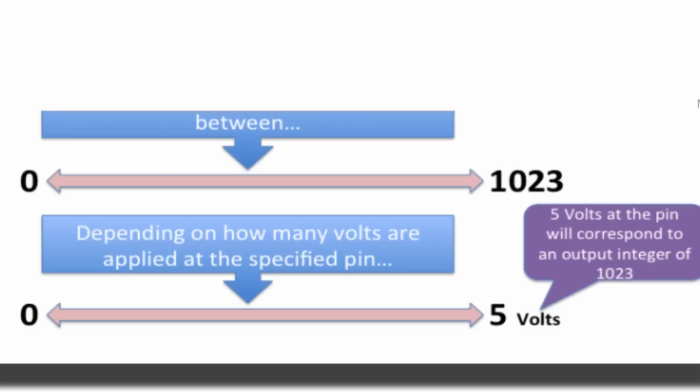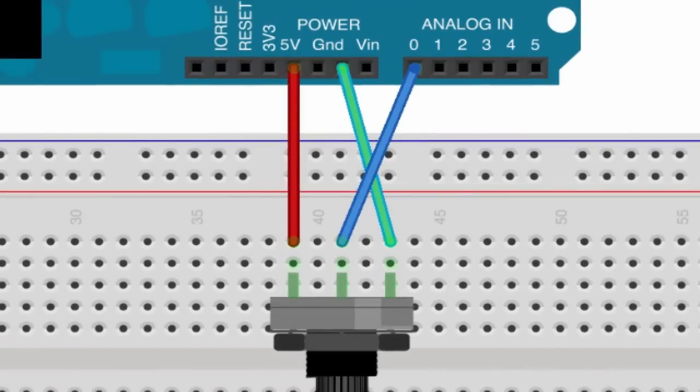Let's think about our circuit for a second here. We've got our potentiometer, the middle pin, hooked up to pin A0. And then the left side and the right side: the left side's hooked to 0 volts and the right side is hooked to 5 volts.